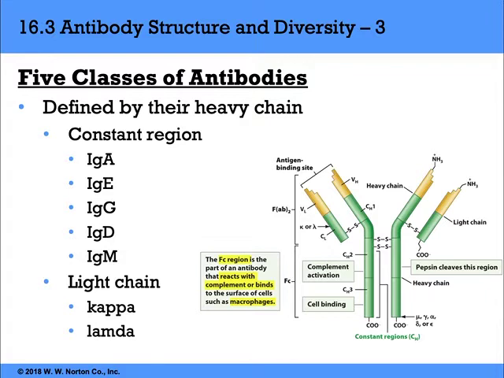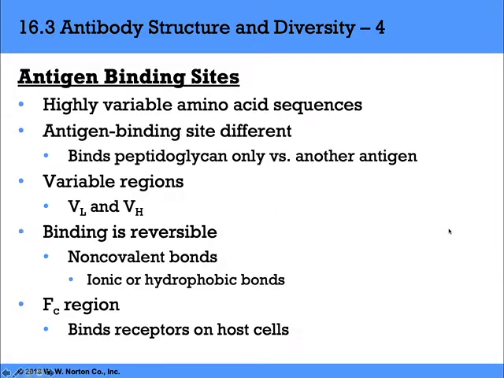The only ones that are present in more than one copy are the IgA as a dimer and the IgM as a pentamer. The rest are monomeric units, like is shown here. The variable amino acid sequences provide the antigen binding. The antigen binding site can bind peptidoglycan only versus another antigen, but it can bind other things as well, depending on its composition.